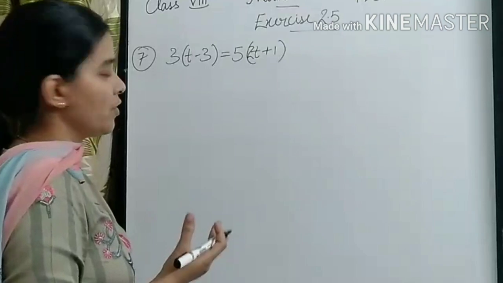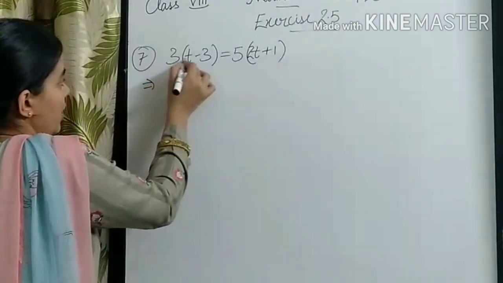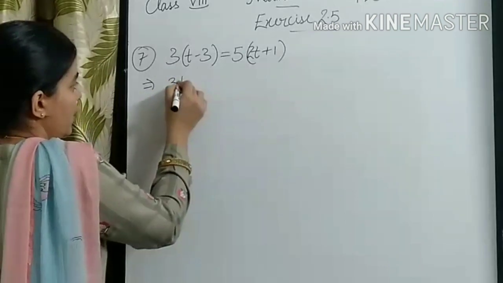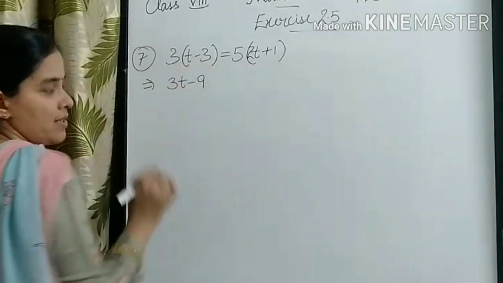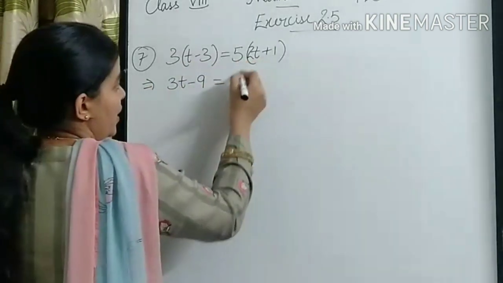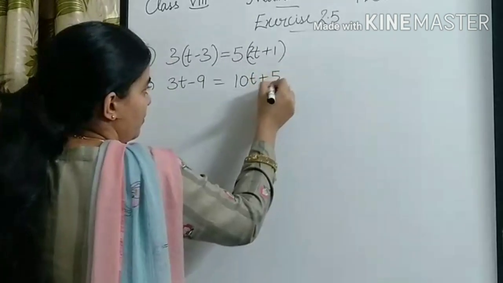It's very simple. You have to just open up the brackets by multiplication. 3 multiply t will be 3t. 3 multiply 3 minus 9, because minus is here. 5 multiply 2 10t. 5 multiply 1 5.